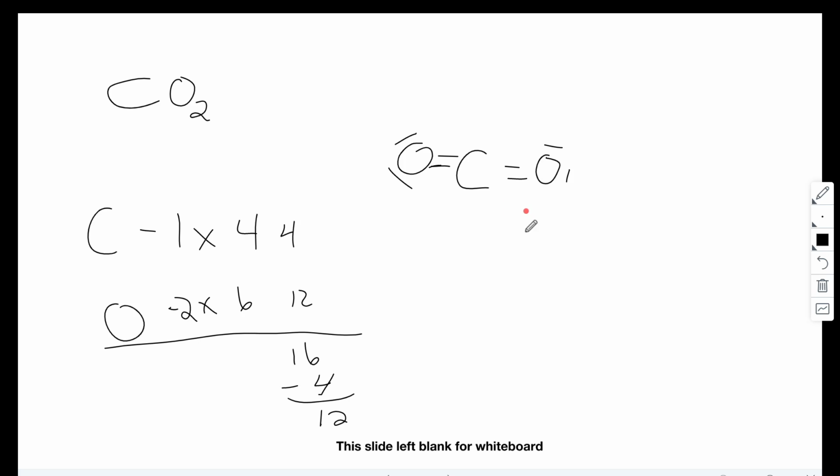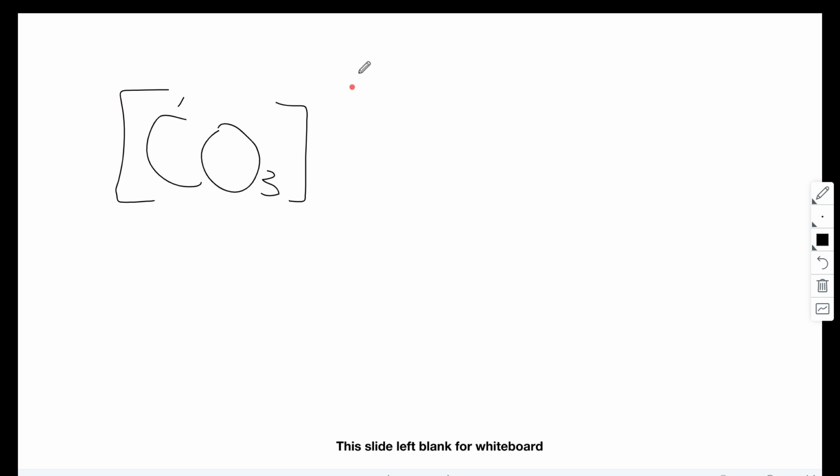Okay? And we're going to do one last example here. We're going to go ahead and do carbonate. Okay? And carbonate's special because it's one of those compounds that is a polyatomic ion. Okay, and this will let us practice literally everything that we need to. So, first step for here, we draw everything up together.